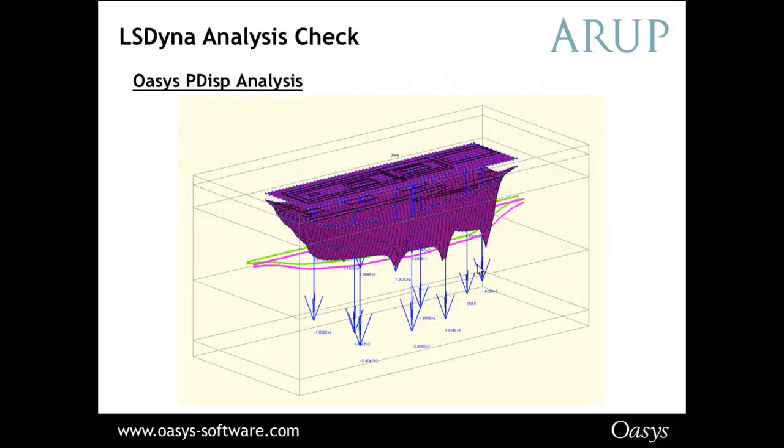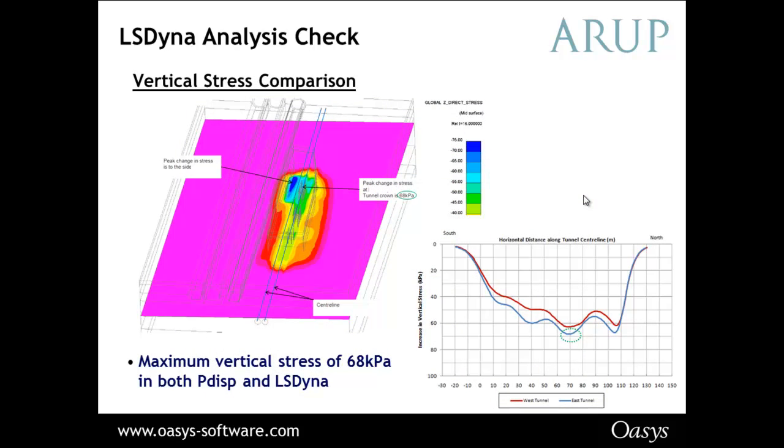So this is just an example of the kind of graphical outputs we get. As you can see, you've got your deflected grid here. You've also got your deflected lines. So these lines are along the crown of the tunnel. And as you can see, you've got displacements occurring along the tunnel here. So if we look at the stresses first, LS Dyna, the 3D FE program, calculated stresses shown here. We've got a maximum stress of 68 kPa occurring here, where you've got this blue patch here.